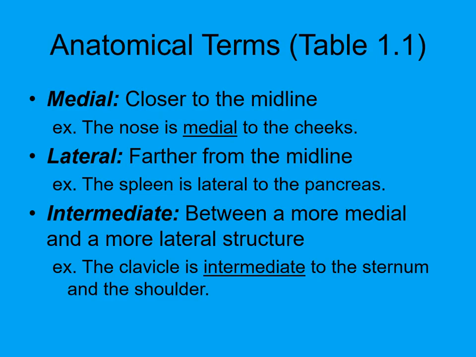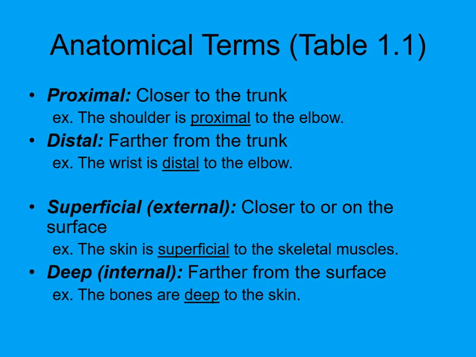And so, you could say that the ears are lateral to the eyes. Why? Because they're further away from the midline than the eyes are. So oftentimes you're using these anatomical terms in a comparison, comparing one location to another location. Proximal and distal are used only with the limbs, only with the arms, only with the legs.